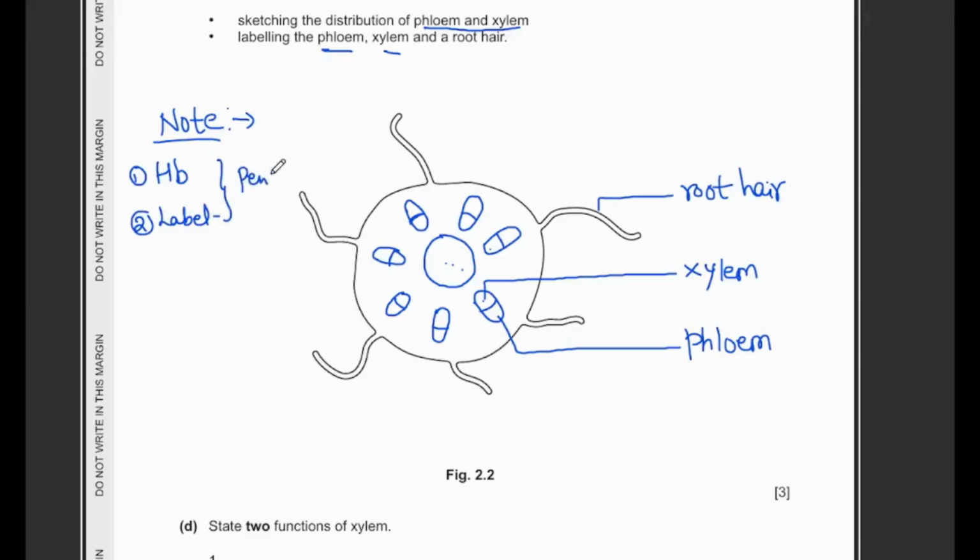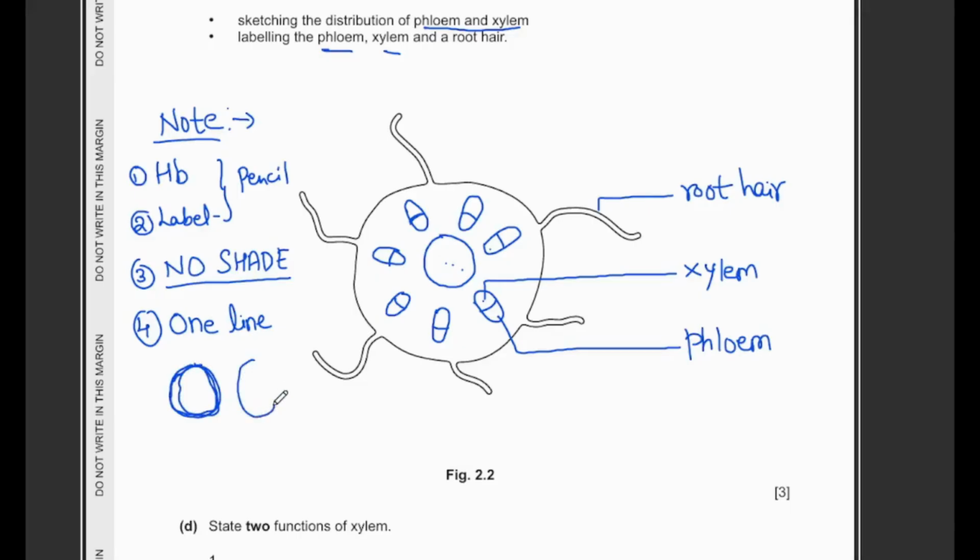Okay, next one, no shading. No means no. Don't shade the image, it will spoil the previous page also. The diagram should have only one line, in the sense don't overlap it. No need of overlapping the line again and again. Just a single line, you just need to draw it. That's it. This is how you can draw the diagram, and that comes with practice. Try to do this, it's very easy. Try it 3 to 4 times and you will get it.